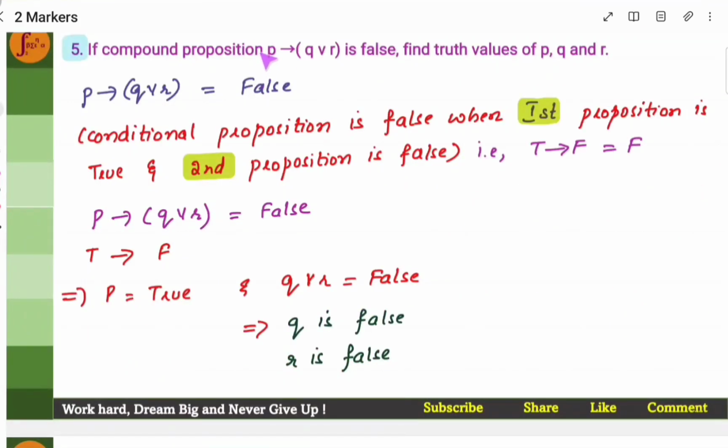Now, here a compound proposition is given. The final result is false. The final truth value of this proposition is false. I have to find the truth values of P, Q and R. It's a reverse of the earlier question.